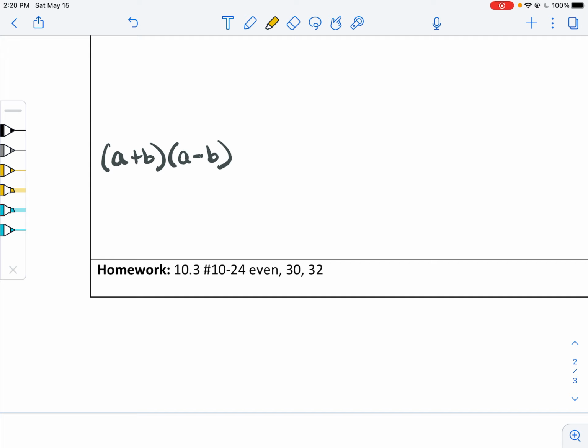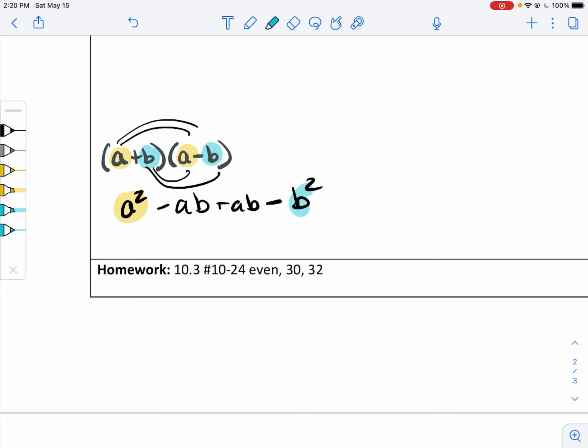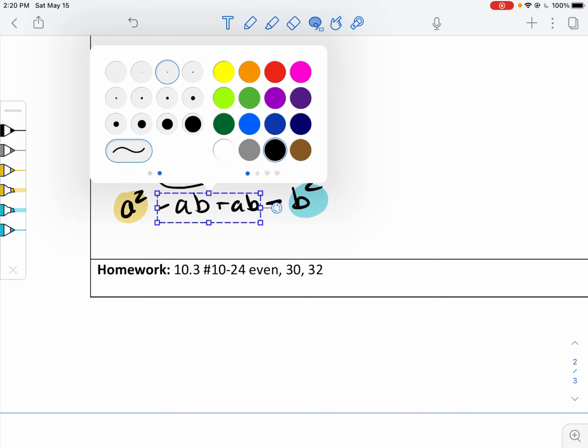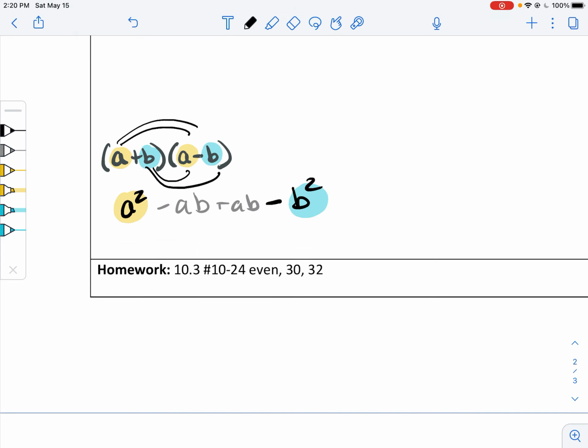Okay, you have the first term, a plus b times a minus b. If we FOIL this out, we would get a squared minus ab plus ab minus b squared. But those middle terms are going to cancel out. They're all but gone because they're opposites. So when you multiply conjugates together, you just get the first term squared minus the second term squared. They all follow the difference of squares rule, which is super great.